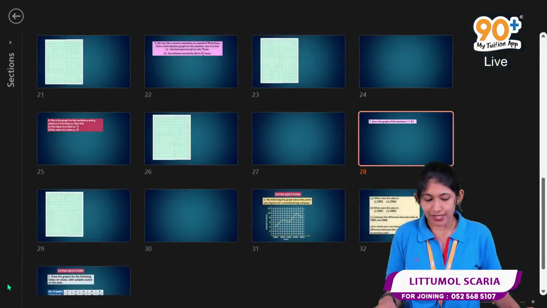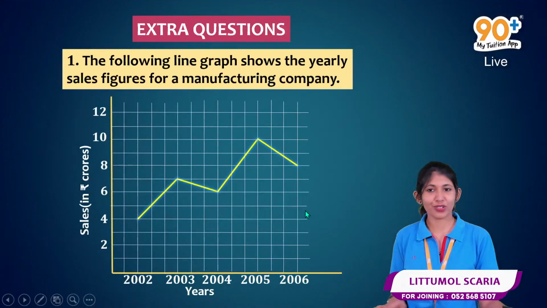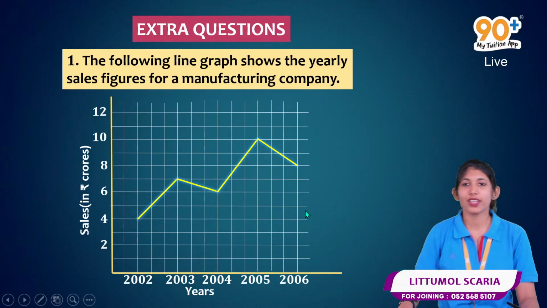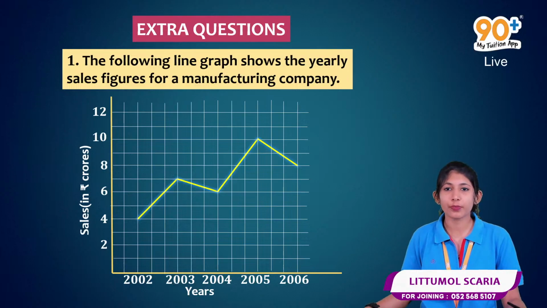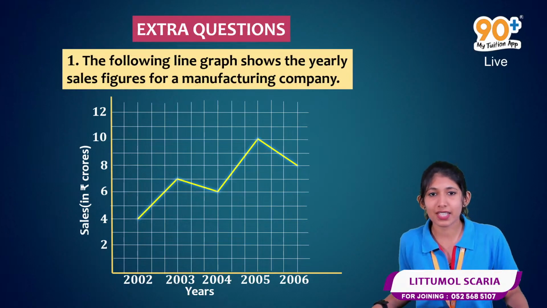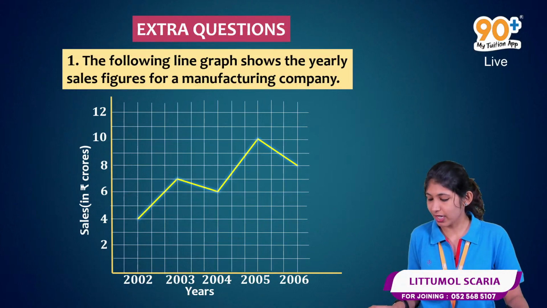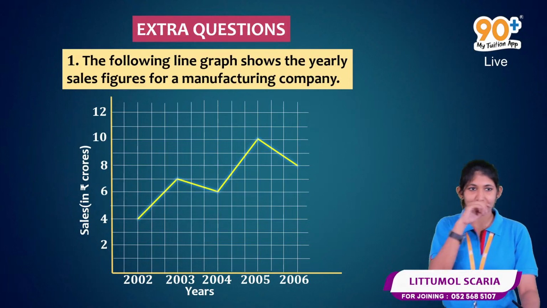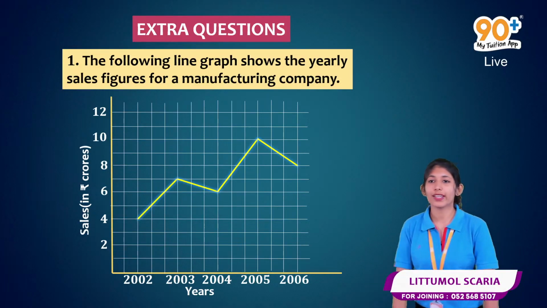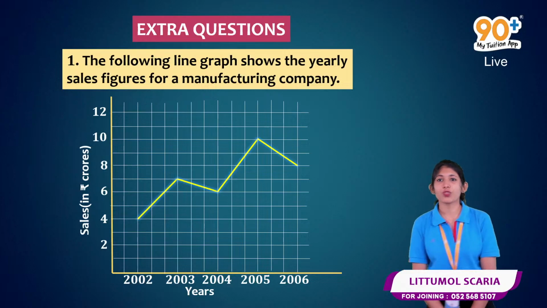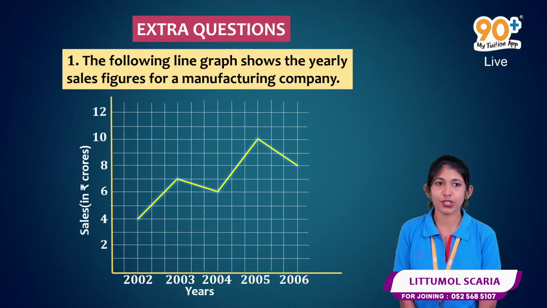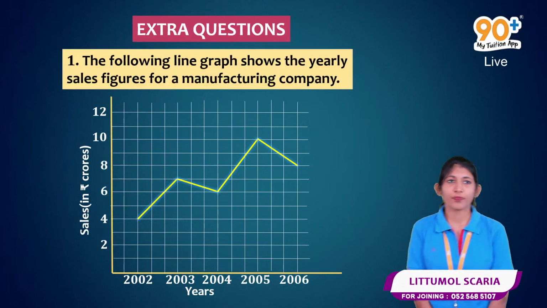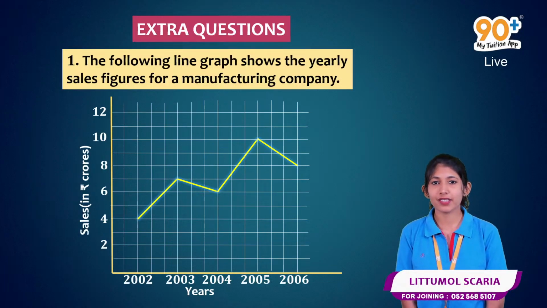Okay, clear. So we'll have a look at our extra questions. So here comes your first question. The question is not completed. Based on this graph, you are supposed to answer some questions. Yes, exam time. But before that, extra questions. Take a screenshot quickly. The line graph shows the yearly sales figures for a manufacturing company. So based on this, you will be having some questions.